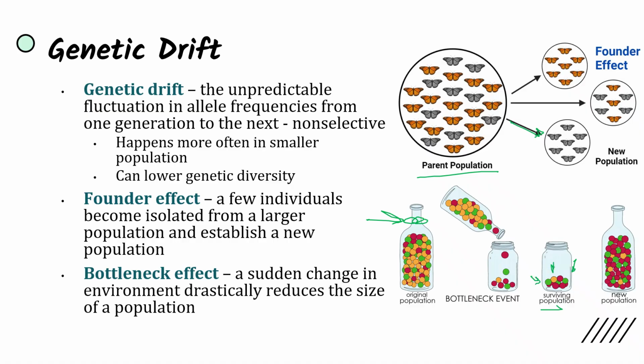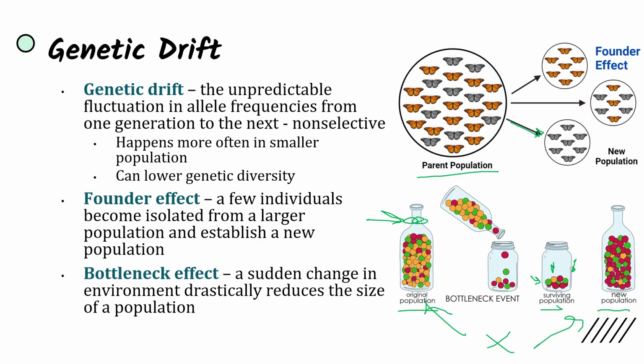The yellow marbles didn't really survive the bottleneck effect, and this is not because they were less adapted to the environment. This is just because of a drastic environmental change, for instance, like a forest fire or something, that caused this bottleneck effect to happen. And now the phenotypes in the new population do not reflect the phenotypes in the old population.